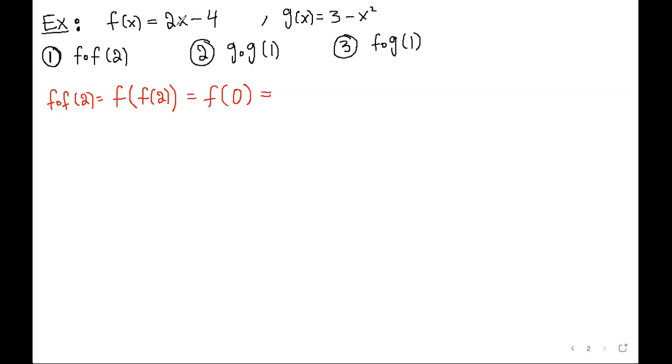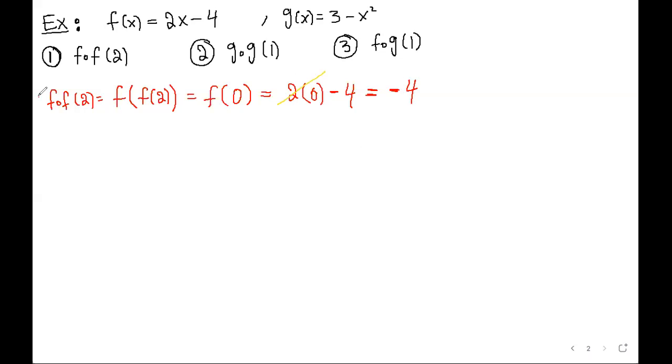Plug the 0 again inside the function. And it just becomes negative 4. 2 times 0. Yes, exactly. Thank you. So they give me minus 4, because 2 times 0 is 0, they cancel. Okay? So the answer is negative 4.